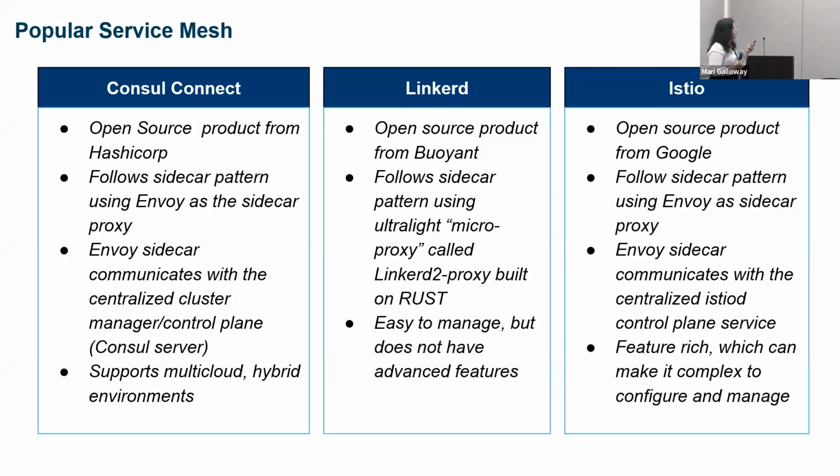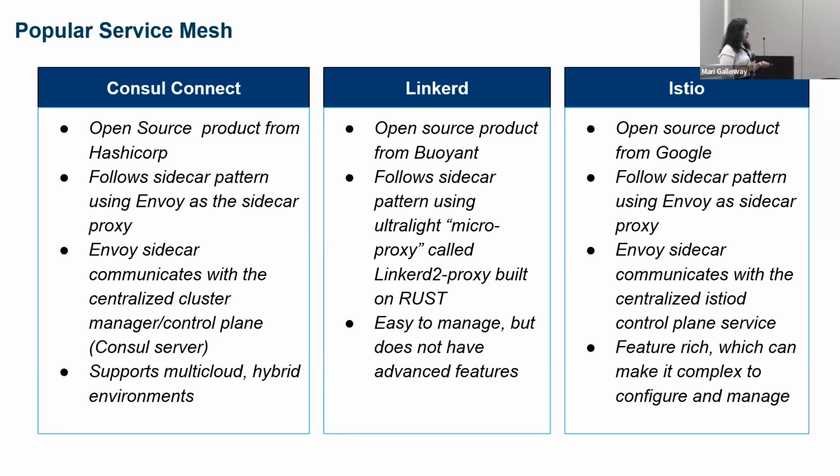Consul Connect is from HashiCorp, so if your organization is already using HashiCorp products, then this is a great way to go because it integrates very well with HashiCorp products. Linkerd is from Buoyant, and Istio is from Google. All of these follow the sidecar pattern that I went through earlier. Consul Connect and Istio use Envoy as the sidecar proxy, while Linkerd uses an ultra light micro proxy called Linkerd 2 that's built on the Rust language.